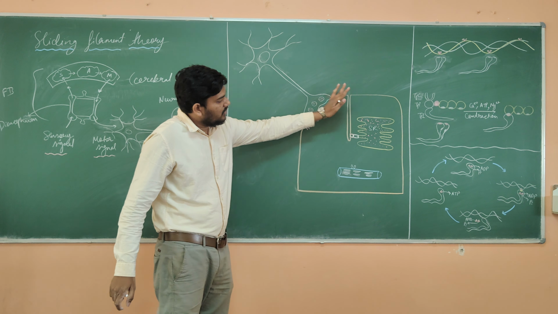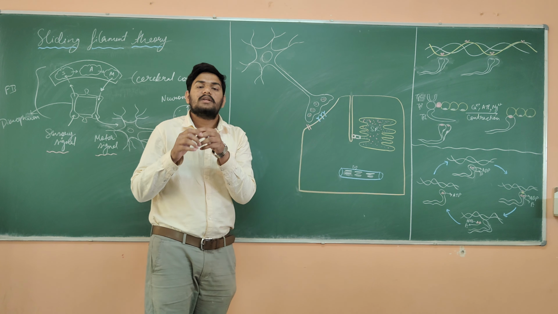On any excitable cell, we have certain ion channels. Ion channels can be of three types: one is ligand gated channel, one can be mechanical gated channel, and one can be voltage gated channel.